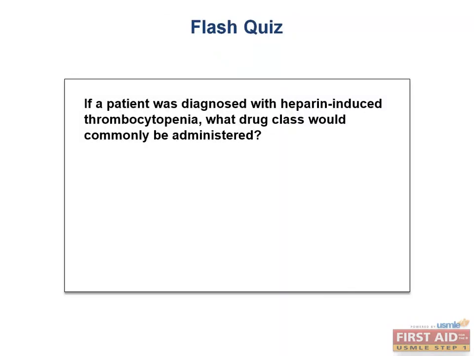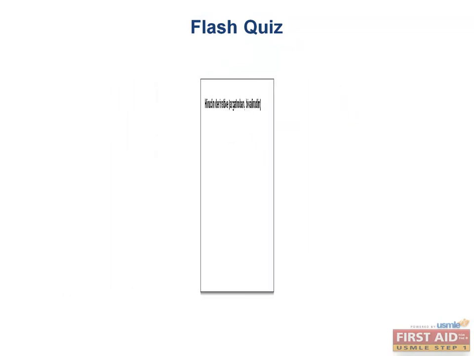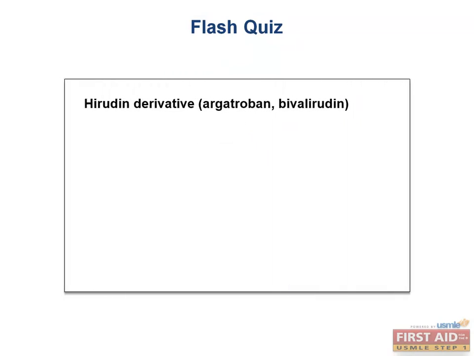Here's a quick flash quiz for us. If a patient was diagnosed with heparin-induced thrombocytopenia, what drug class would commonly be administered? Well, after immediately stopping heparin, the patient would commonly be started on a hirudin derivative, like argatroban or bivalirudin.